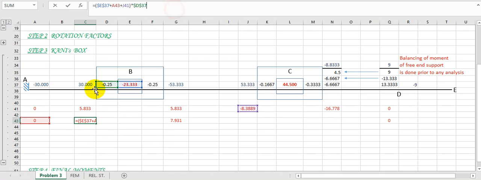Okay, so this is summation moment plus latest iteration value of left support, which is 0, plus latest iteration value of right support. We have a value here which is equal to minus 8.3889 into the rotation factor for BA, thus we get the iteration value of BA. Again the same thing here: summation moment plus latest iteration value of left support plus latest iteration value of right support, and into the rotation factor, that is minus 0.25, we get the iteration value of BC.